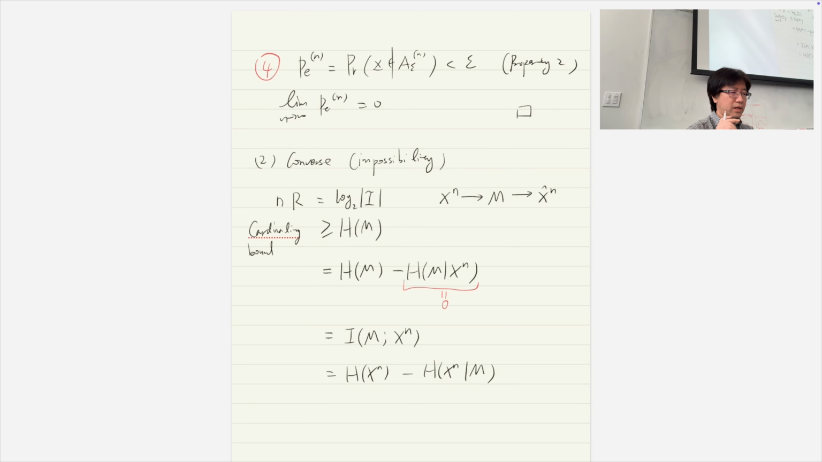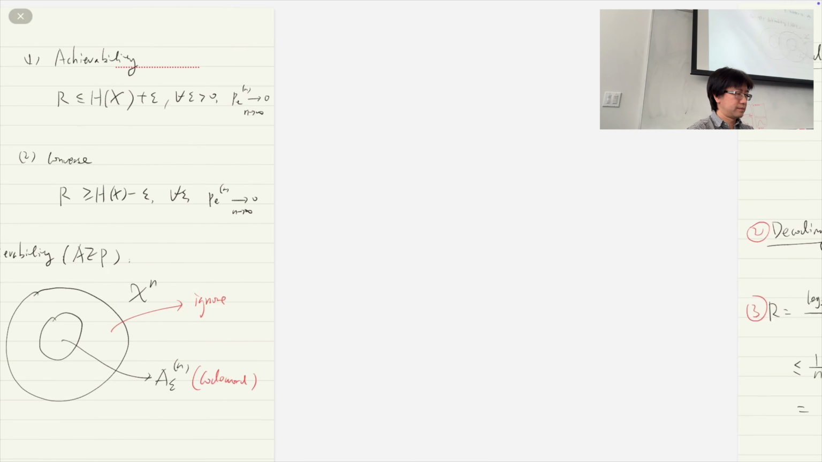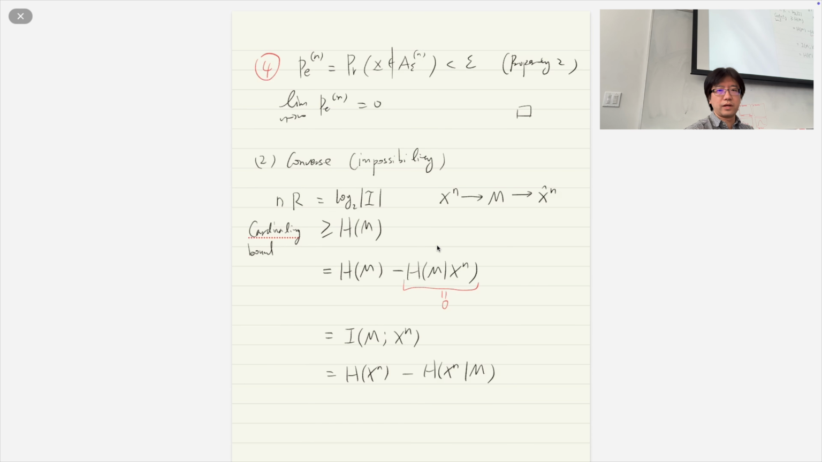Okay, so now remember our goal. Our goal is to show R is bigger than this. Let's go back. Remember, we are going to show R is bigger than H minus epsilon. And we're almost there, because X are IID, so we can take this N out and cancel the N here. We're almost there, but there's a troublemaker here. We need to make this guy arbitrarily small.